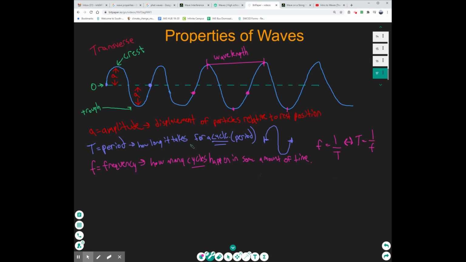Because period, right, is how long it takes for a cycle. How long does it take for the wave to happen? And then frequency is how many cycles, how many periods of this wave are happening in some amount of time, right? So if you have frequency or you have period, you have the other one because they're inverses of one another.